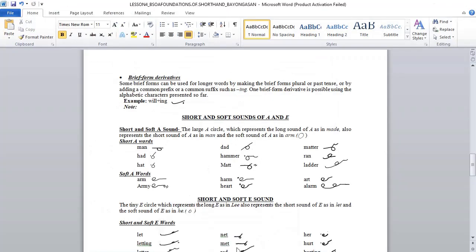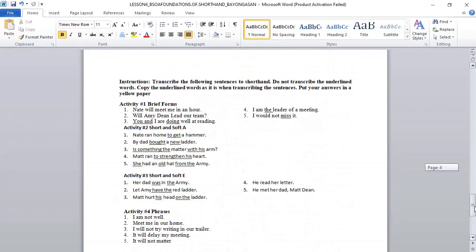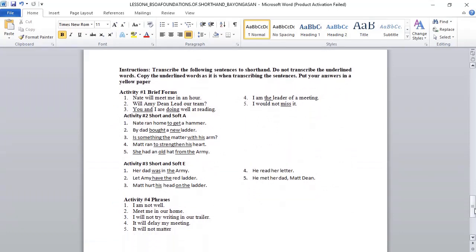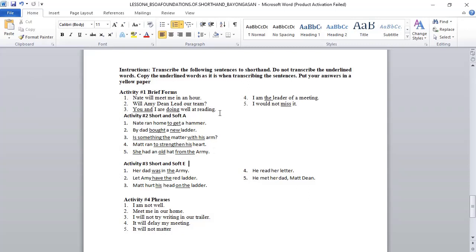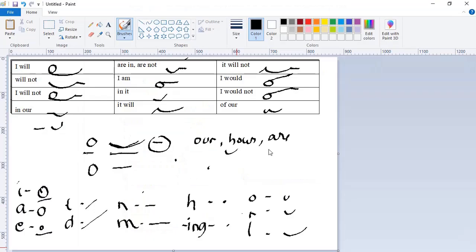But before we end, I think we have to discuss your activities. So, it says, instruction: transcribe the following sentences to shorthand. Do not transcribe the underlined words. Copy the underlined words as they are when transcribing the sentences. Put your answers on yellow paper. So first, let's do number 1. Nate will meet me in an hour. So there's none, or no. Let's do: you and I are doing well at reading. So, you and I are doing well at reading. So, let's do it here.